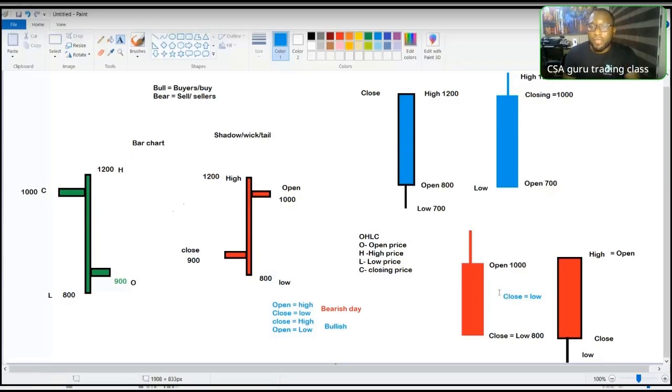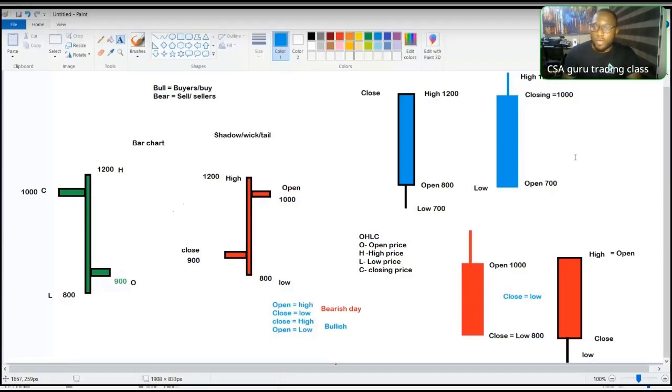And if the same thing happens on your bearish candle, the sell candle, it indicates that the potential of the market going downward is very, very high. Okay, now that doesn't really determine whether the price is going to go up or down. That is where we have the shape of different candles.